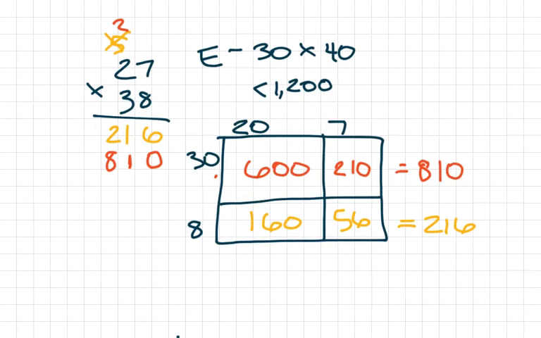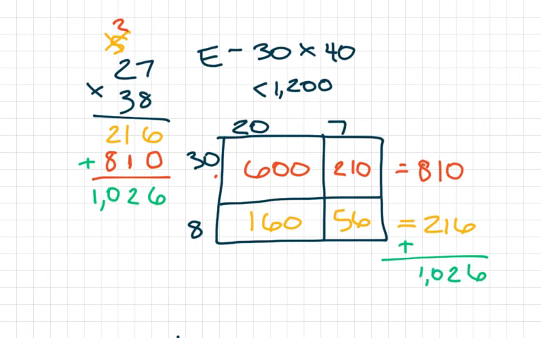All right, now I'm going to go ahead and add these partial products. 6 plus 0 is 6. 1 ten plus 1 ten is 2 tens. 200s plus 800s are 1000s, or 1000. Let's check it over here. 6, 1 ten plus 1 ten is 2 tens. 800s plus 200s is 1000s, or 1000.